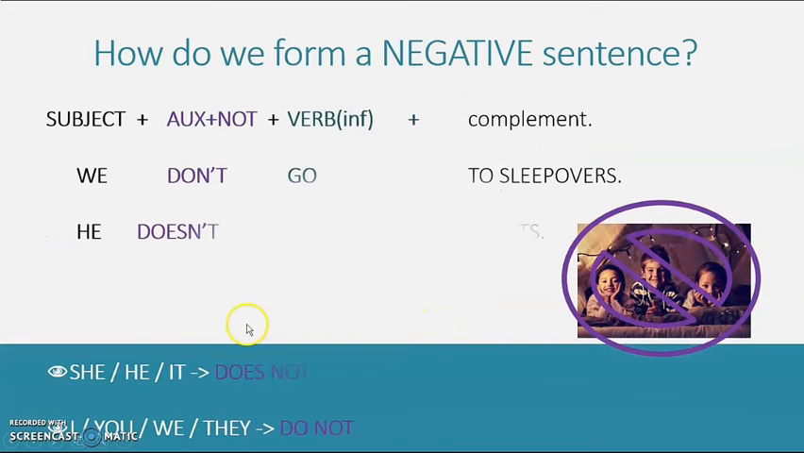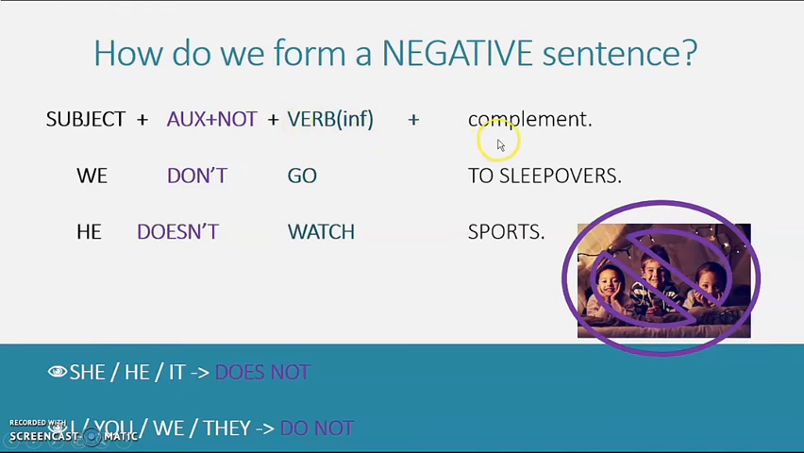How do we form negative sentences? Negative sentences also start with the subject, but in this case, we will add the auxiliary plus not, and the verb will be in the infinitive form. That is to say that we will use do not or does not. The verb won't change, and the complement, of course.